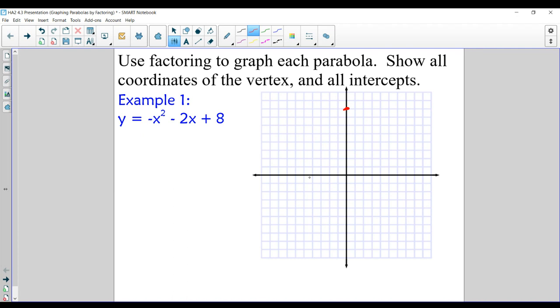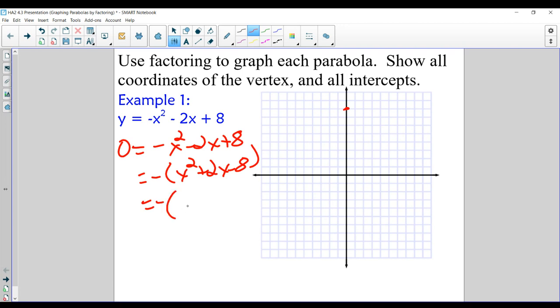Then I'm also going to find the x-intercepts. So if I do 0 is equal to negative x squared minus 2x plus 8, I'm going to take this and factor this. So I'm going to factor out a negative. Then factor that. I'm going to do y is equal to that. So this would be my intercept form of this equation here.